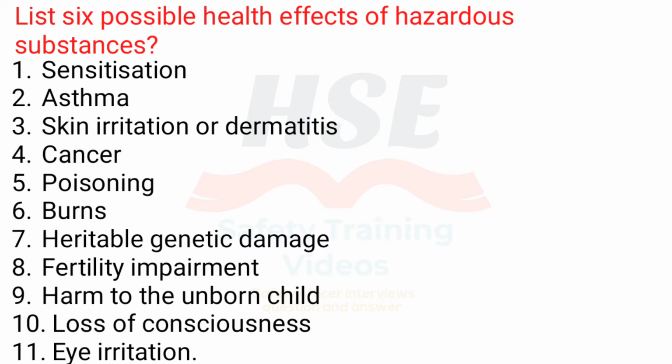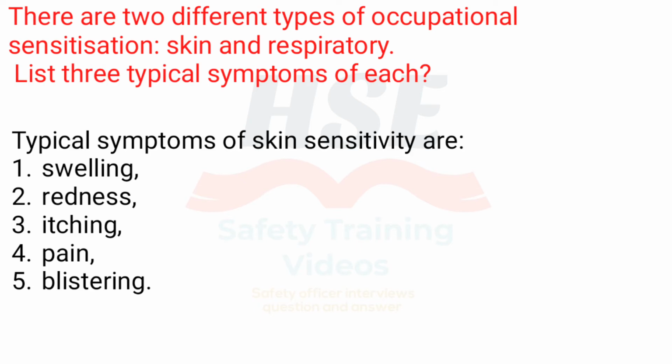List 6 possible health effects of hazardous substances. 1. Sensitization. 2. Asthma. 3. Skin irritation or dermatitis. 4. Cancer. 5. Poisoning. 6. Burns. 7. Heritable genetic damage. 8. Fertility impairment. 9. Harm to the unborn child. 10. Loss of consciousness. 11. Irritation.